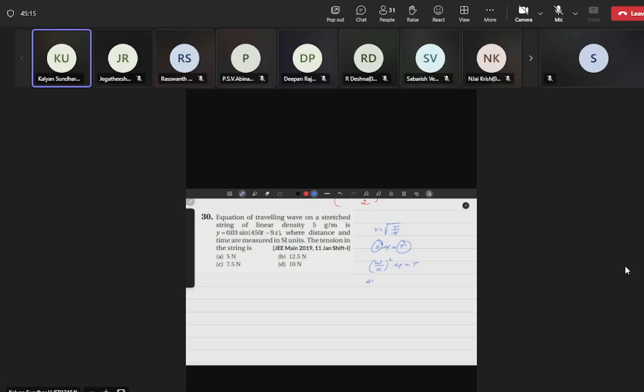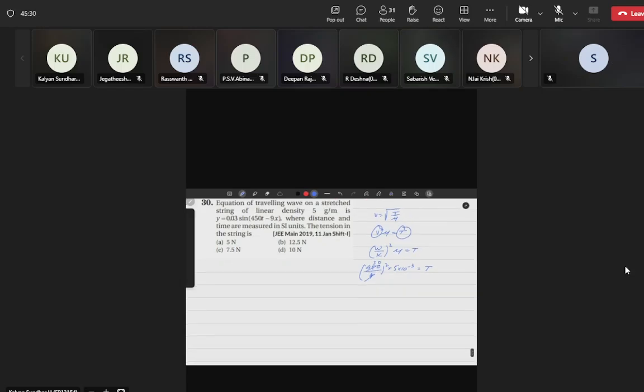Omega value is, into 5 gram per meter. So it will be 10 to the power minus 3. So 5 5s are 25, 25 50 square, 12.5. So option B will be your right answer.